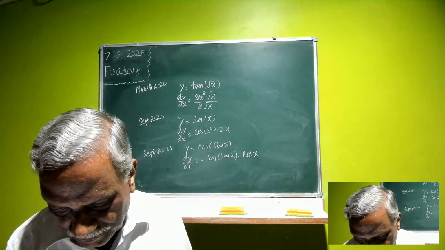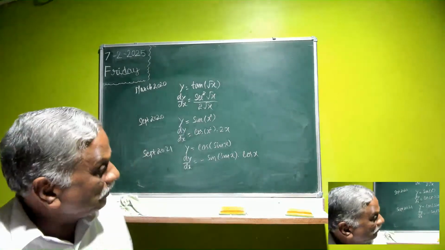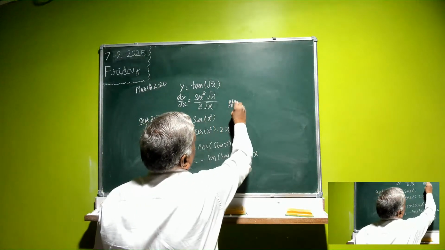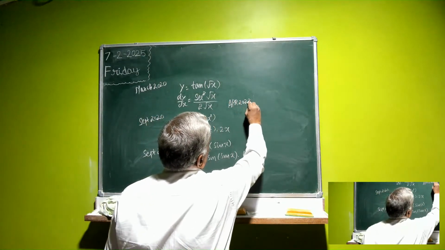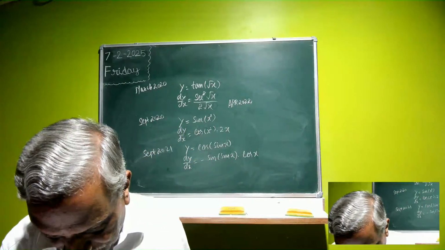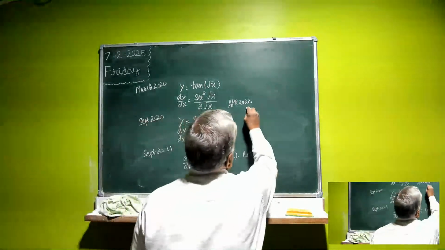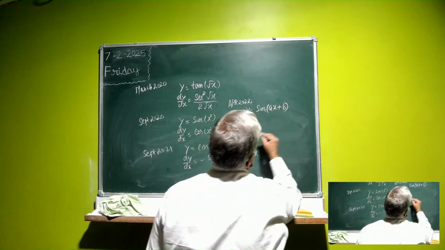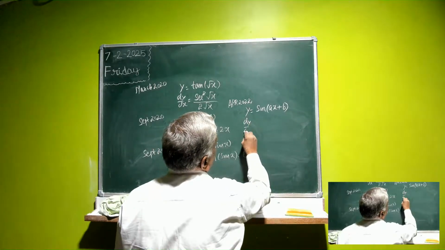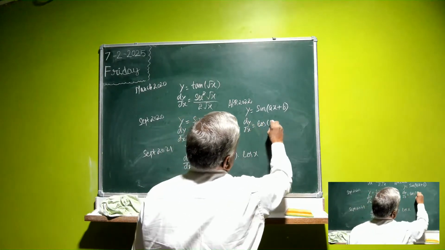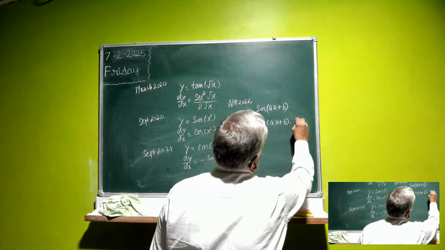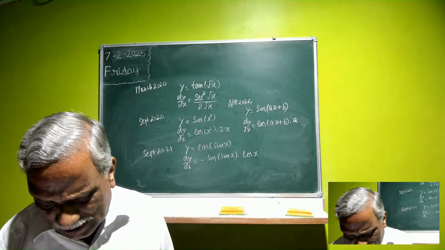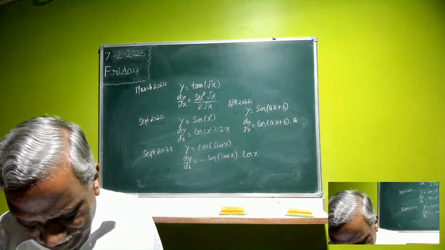Now we have to move on to April 2022. What is the question? Y is equal to sine of ax plus b. So differentiate, again chain rule. Sine is cos. A is a constant, x is 1. Differentiation of b is 0. I'm just rushing through because this is all repetition of what they have done.